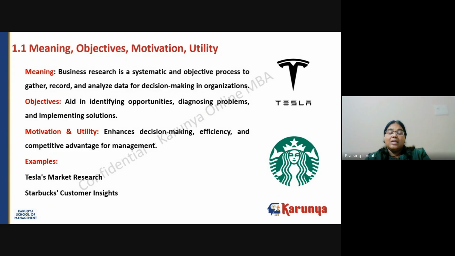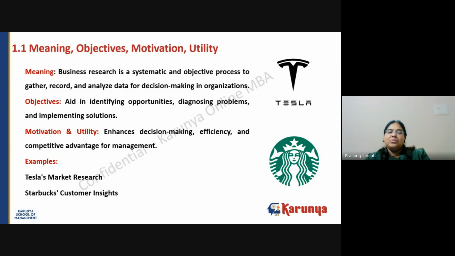Likewise, Starbucks uses customer insights. Starbucks uses sophisticated surveys to uncover what their customers are craving, whether it is pumpkin spice latte or eco-friendly packaging. So, what really bothers businesses with research? What is the necessity for it? In other terms, what would be the core objectives for going for a research?